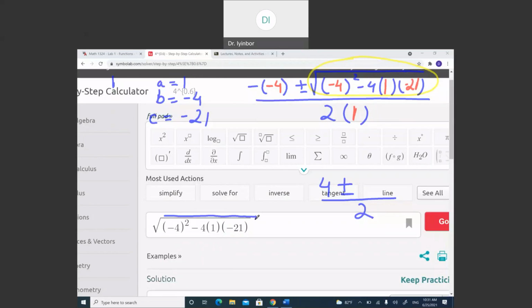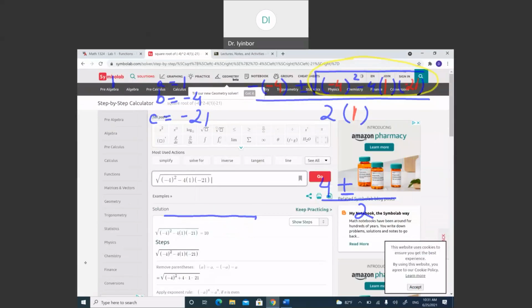So when you press enter, let's see what the square root equals. The square root gives me 10. Okay, everybody see that? So that's 10. So I have 4 plus minus 10 over 2. Now here you're going to do plus, and then you're going to do minus. So you're going to do 4 plus 10 over 2, and then 4 minus 10 over 2.